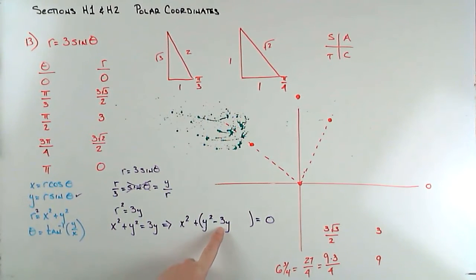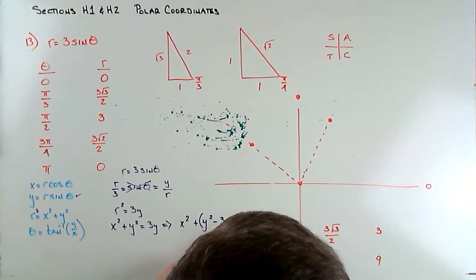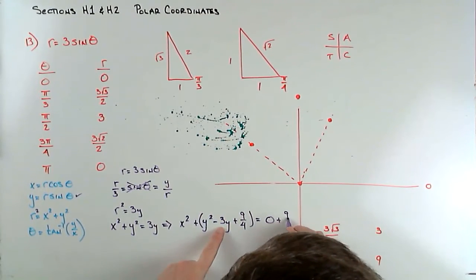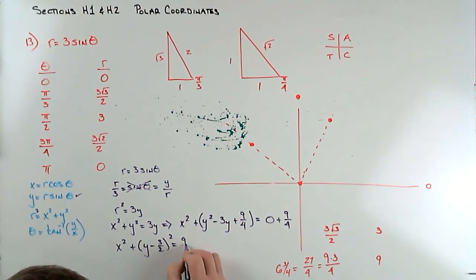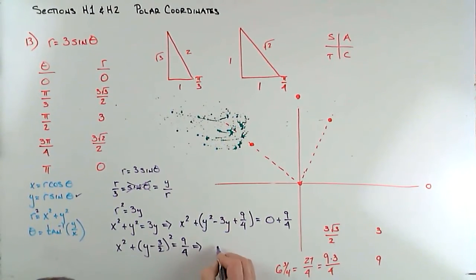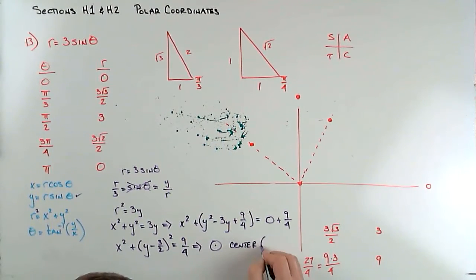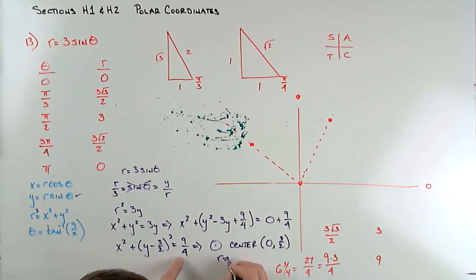I'm going to divide this by 2. That's negative 3/2. I'm going to square that. That's plus 9/4. So that puts a 9/4 there, which of course, by our rules for completing the square means I have to put a 9/4 there. And now we have a circle. We have x squared plus y minus 3/2 squared equals 9/4. So we have a circle, center is at 0, 3/2. And the radius equals the square root of that, which is 3/2.